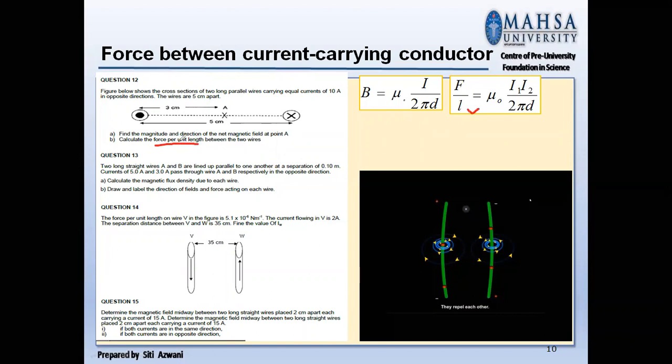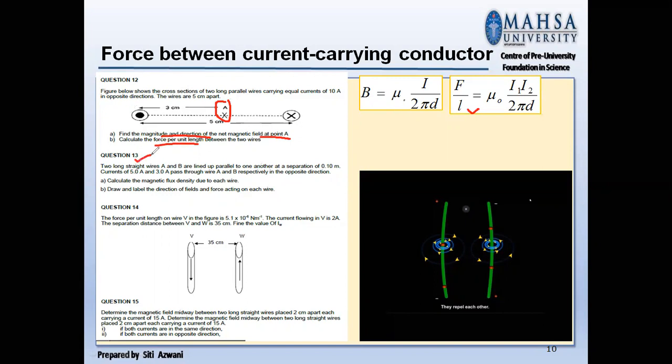Let's do how to find the magnitude and direction of the net magnetic field B at point A here. Where is your point A? This is your point A. If you refer back to this question, you have your current direction in opposite direction. Before that, you need to calculate the value of your B1 and B2. The same goes for question number 13 here.